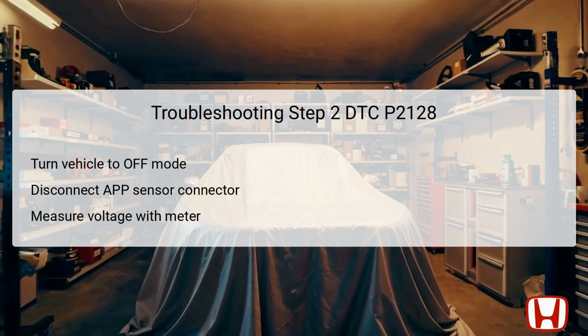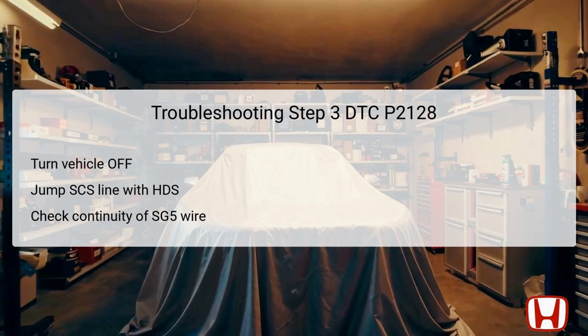A voltage reading in this range would suggest that the APP sensor is faulty and requires replacement. Conversely, if the voltage is not approximately 5.0 volts, you will move on to the next step in the diagnostic process. The third step in troubleshooting DTC P2128 is crucial in diagnosing wiring issues.